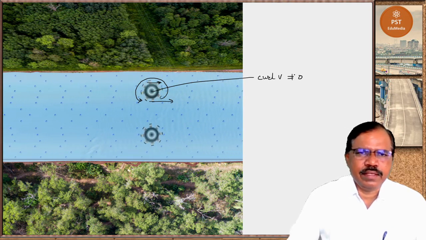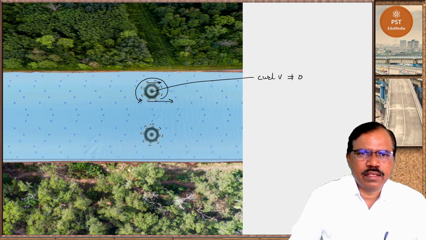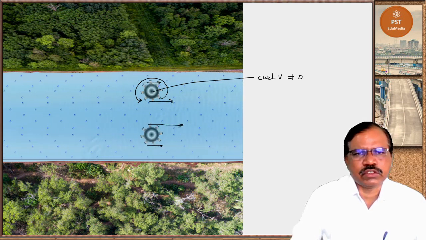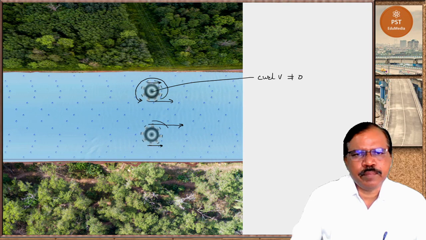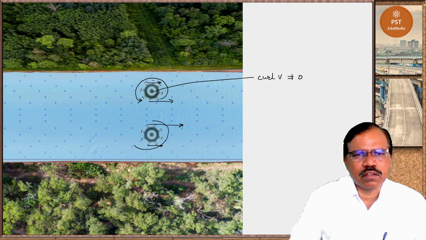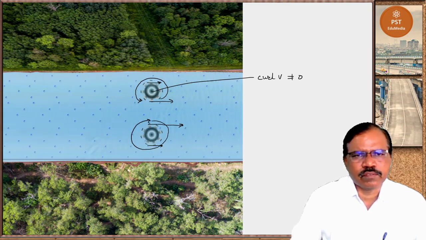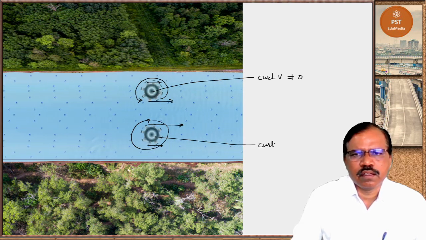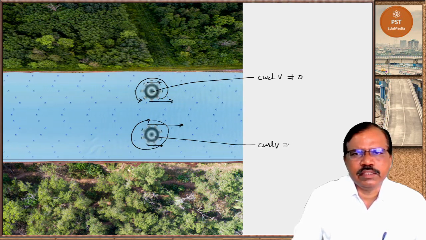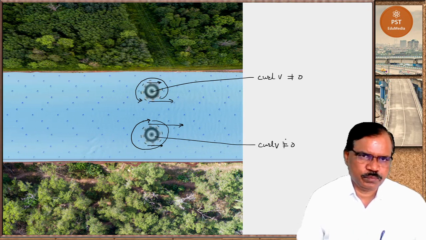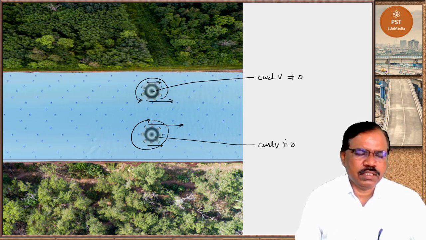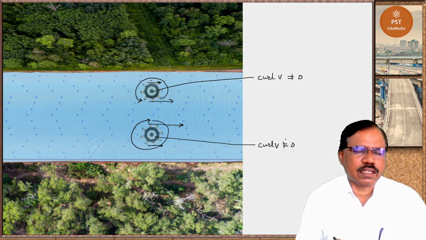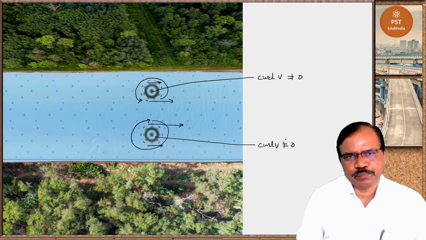If we take this case, here velocity is more, here velocity is less. So the paddle wheel turns in the clockwise direction. Here also, curl of V is non-zero. But in one case it is counterclockwise, in another case it is clockwise.